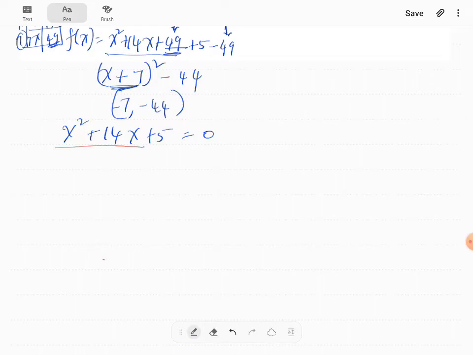So the best course of action is to push this 5 to the other side of the equation. So x squared plus 14x plus blank is equal to negative 5. So now we'll try to complete the square here. And we have just seen from this that here 49 will go into this blank. But since it's an equation, we have to add 49 on both sides, right? Because this is an equation.